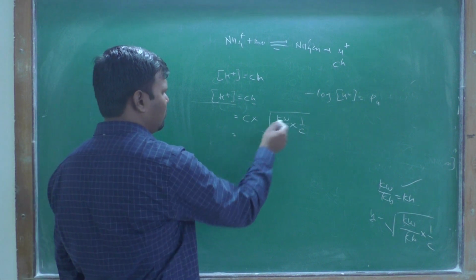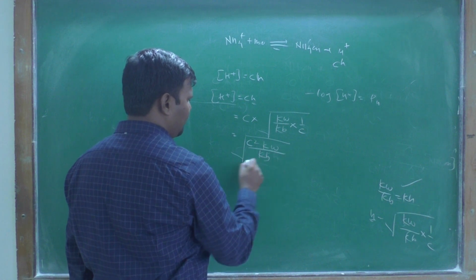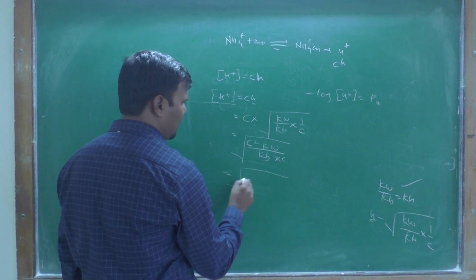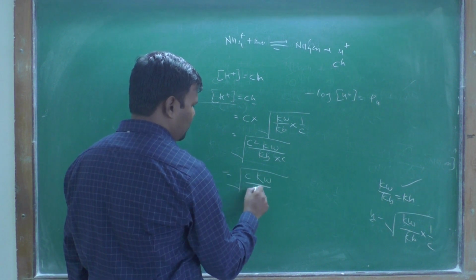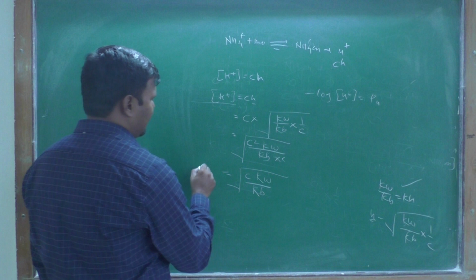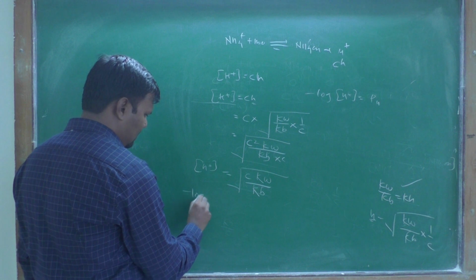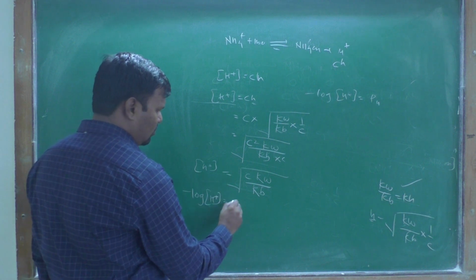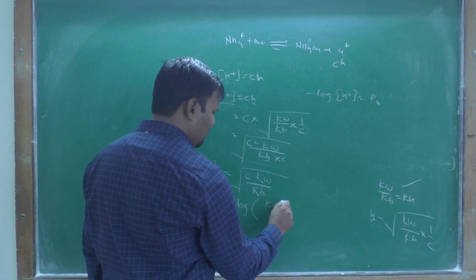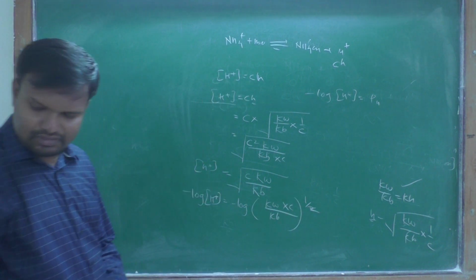Okay, then C will move inside the square root, that will be C square Kw upon Kb into C. One C is cancelled, therefore Ch is equal to square root of Kw upon Kb. Okay, now we will take the minus log of both sides. Minus log H plus ions is equal to minus log of the bracket term, that will be (Kw into C upon Kb) raised to 1/2.